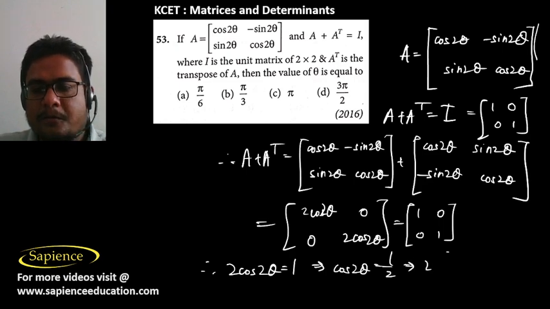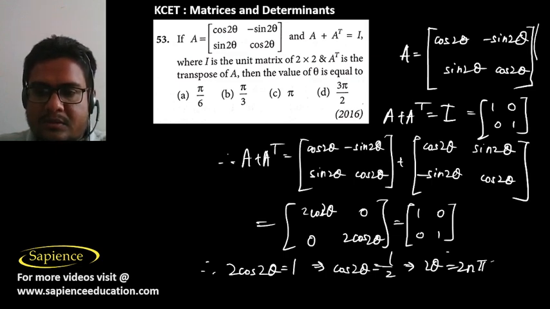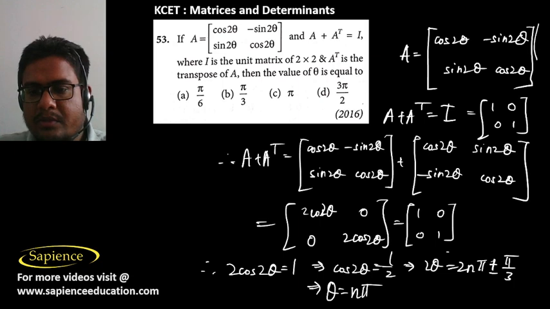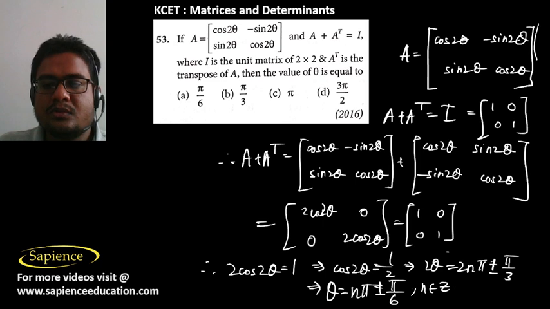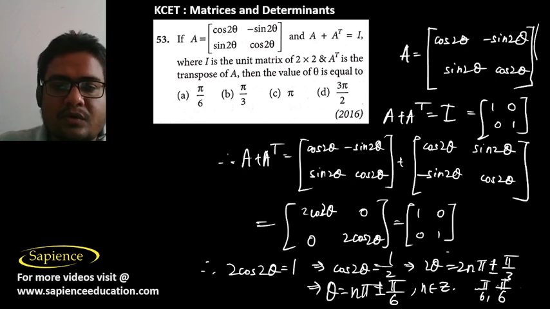So it means that 2 theta should be equal to 2n pi plus or minus pi by 3. That is, theta should be n pi plus or minus pi by 6, where n belongs to the integers. So this is the general solution. If we put n equal to 0, then we can get minus pi by 6 and plus pi by 6. So here we have one of the options as pi by 6. So option A is the correct answer.